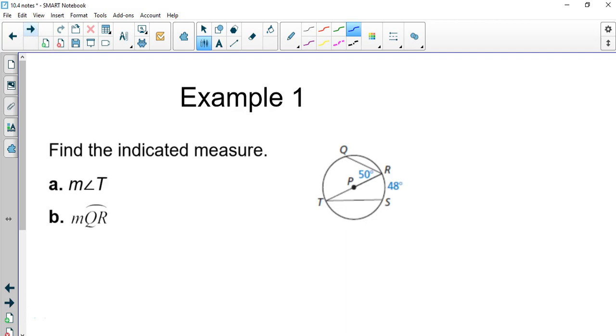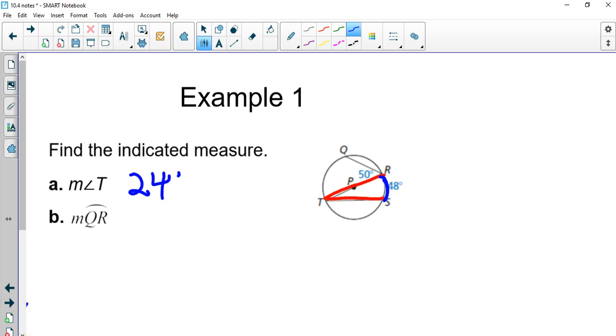So, find the measure of T. Well, let's look at what we got here. The measure of angle T is right here. And the arc is 48 degrees, correct? But remember, since T is not in the center and it's on the edge of the circle, we have to divide that by 2. So that's going to be 24 degrees.